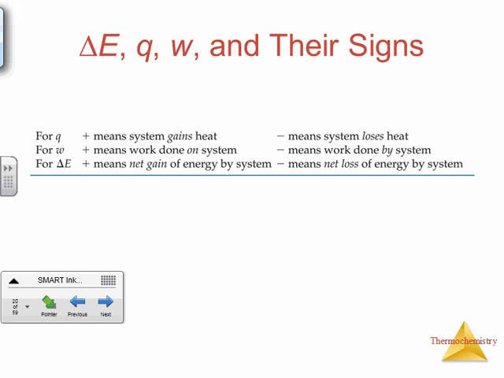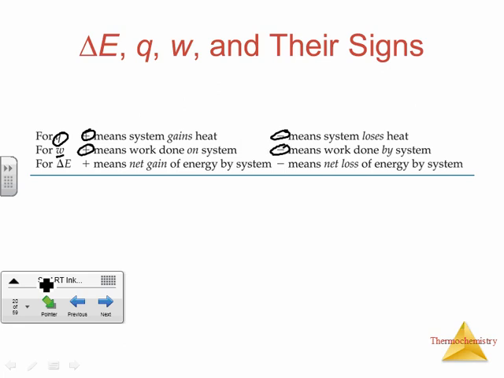When we're talking about Q, which is heat, if it's a positive Q, that means the system is gaining heat. If it's negative, the system is losing heat. For W, if the W is positive, it means work is being done on the system. So if you do work to the system, you're putting some energy into the system, so that's going to be a positive energy change.